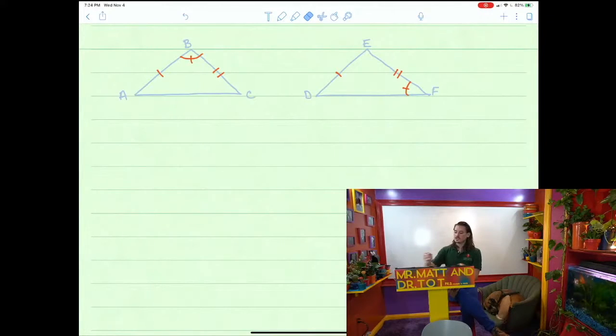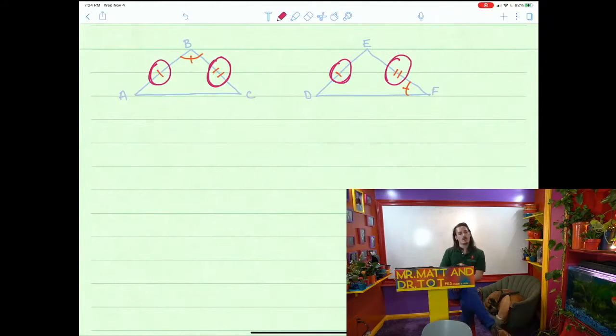Okay, so here, notice that we do have corresponding side lengths that are congruent. The single dashed side lengths match up, AB is congruent to DE, and the double dashed side lengths match up, BC is congruent to EF. However, in the first triangle, the angle is the included angle between the two congruent side lengths. In the second triangle, it's an excluded angle. It's on the outside of the pair.